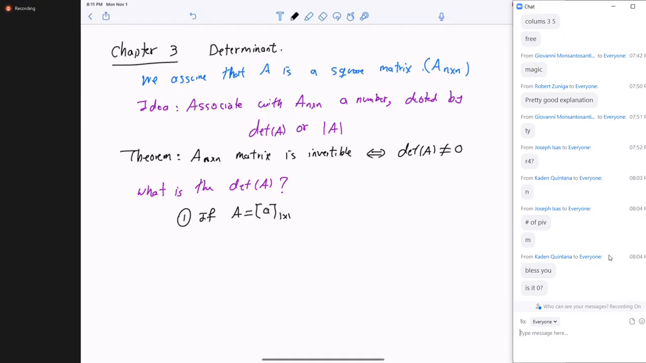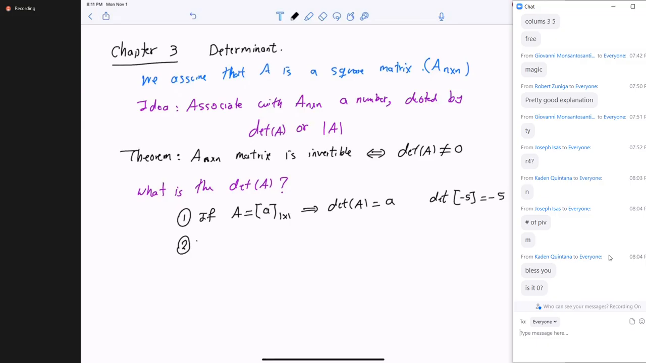in that case, we have only one number. So the determinant of A is itself. It's going to be A itself. For example, the determinant of the matrix -5 equals -5 itself.